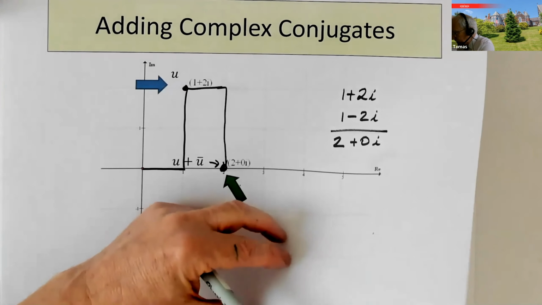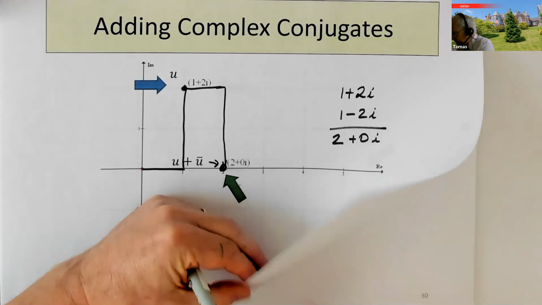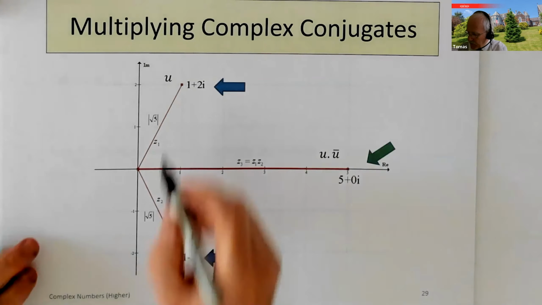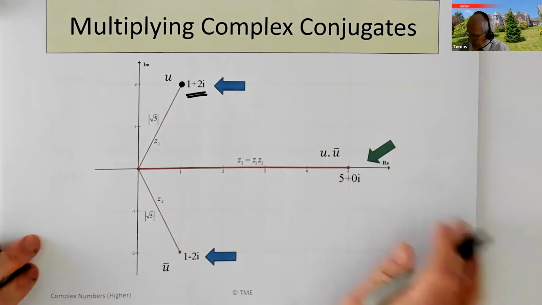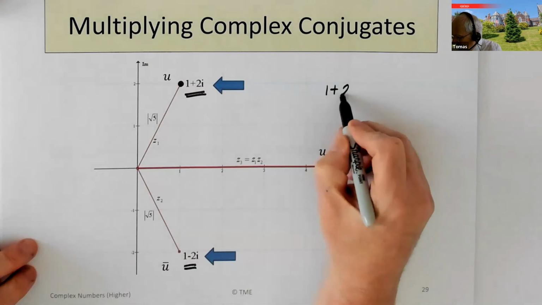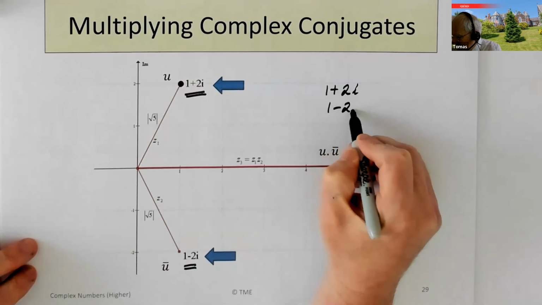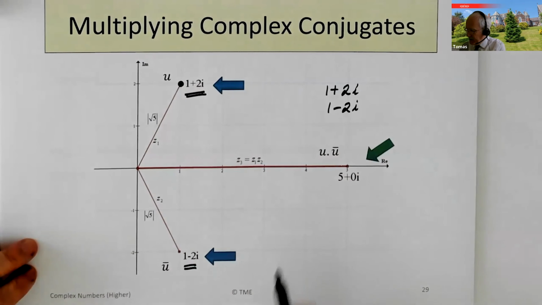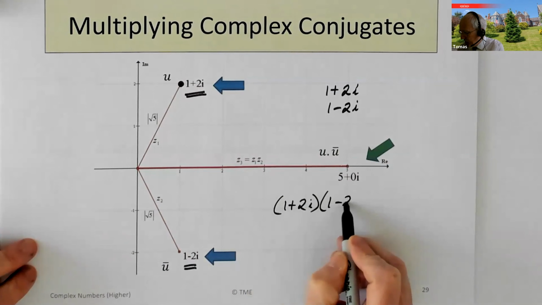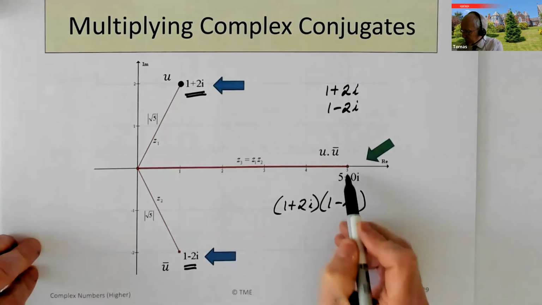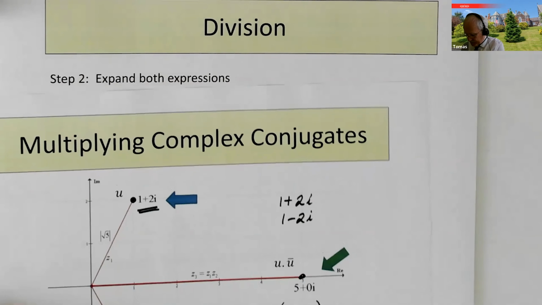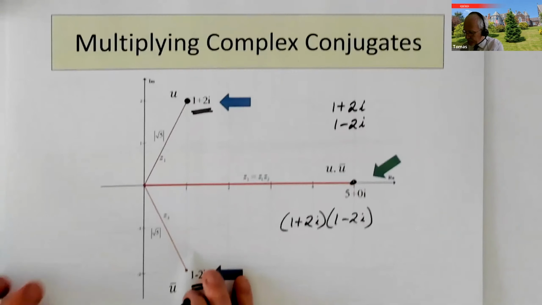So now let's look at multiplication for a moment and see if it works for multiplication. Here we've got the number 1 plus 2i and the complex number 1 minus 2i. So 1 plus 2i by 1 minus 2i, we have to do the multiplication for it. And the answer turns out to be 5 plus naught i. Let's see how we got that.